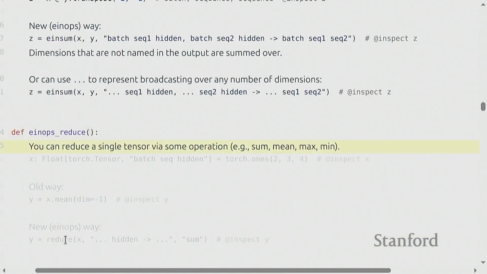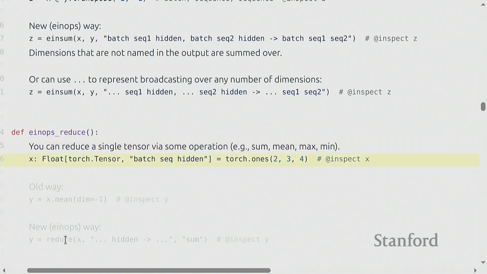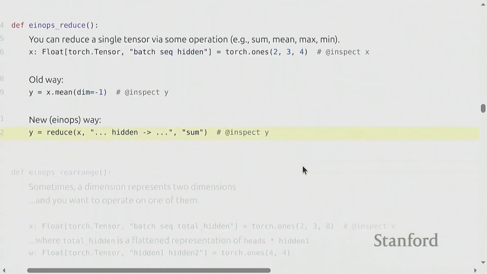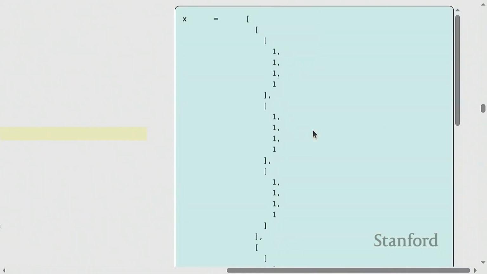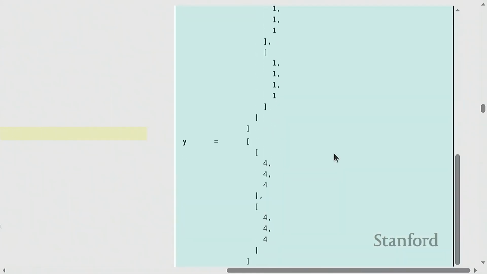So let's look at reduce. Reduce operates on one tensor, and it basically aggregates some dimension or dimensions of the tensor. So if you have this tensor, before you would write mean or sum over the final dimension, and now you replace this with reduce, and again you say hidden, and hidden has disappeared, which means that you are aggregating over that dimension. Okay, so you can check that this indeed works over here.